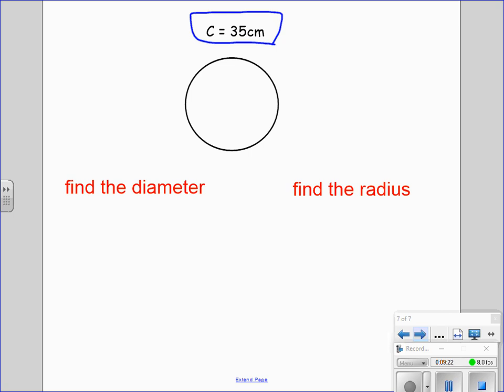It looks like we've got 2 problems here. We're going to have to find the diameter and find the radius. And we're given a circle. It looks like a squash circle, but it's a circle nonetheless. And it's given to you as a circumference of 35.